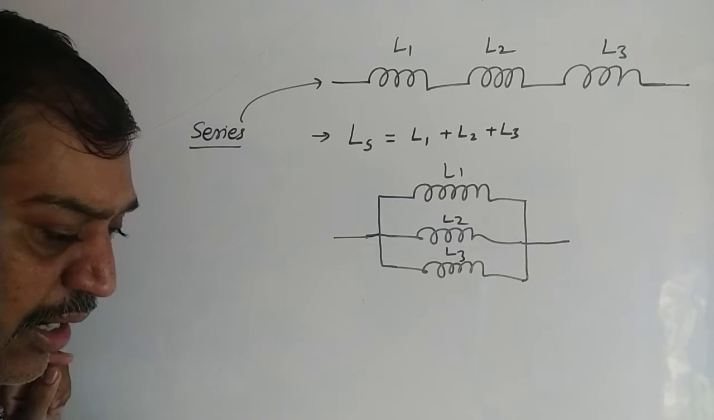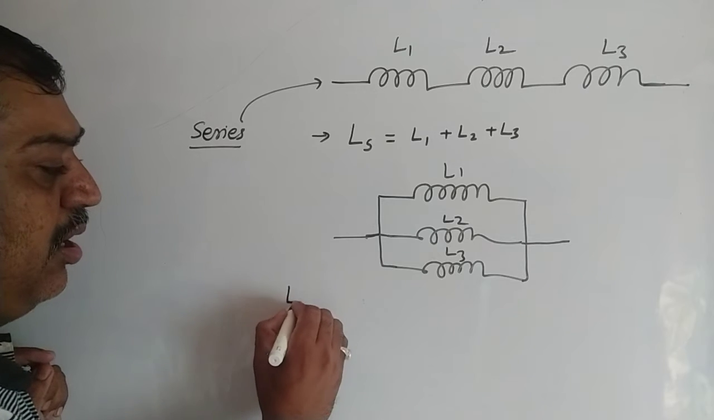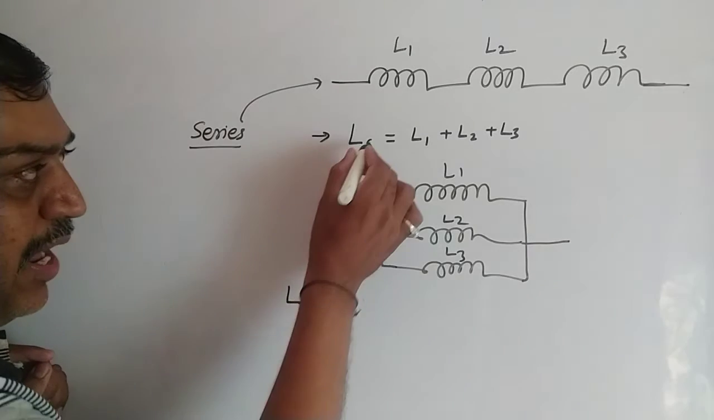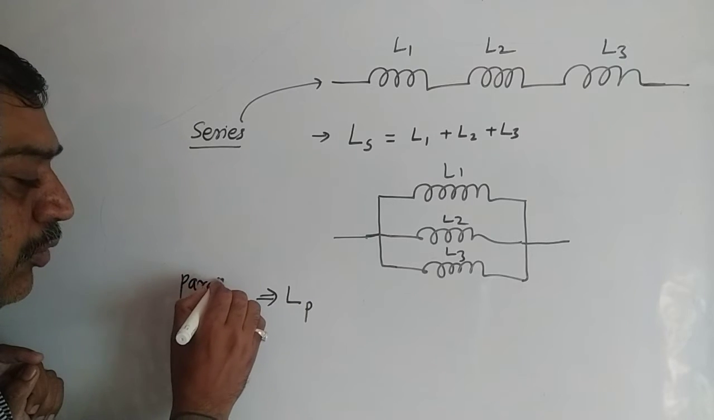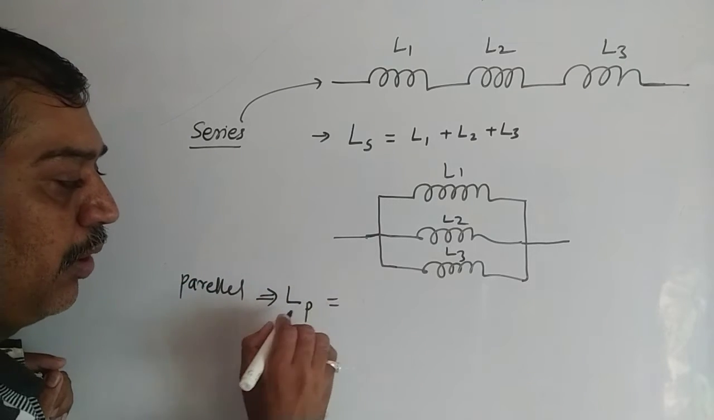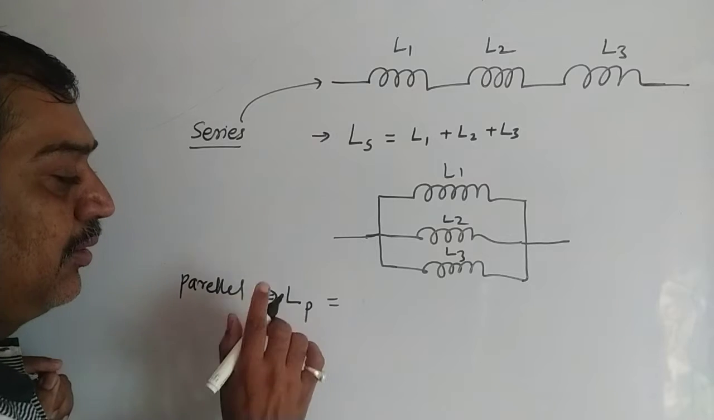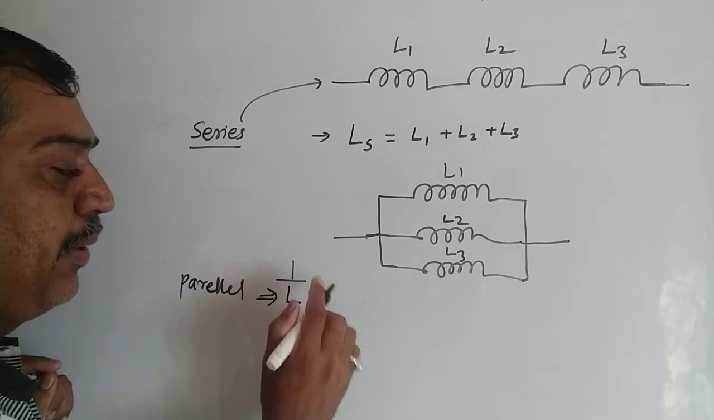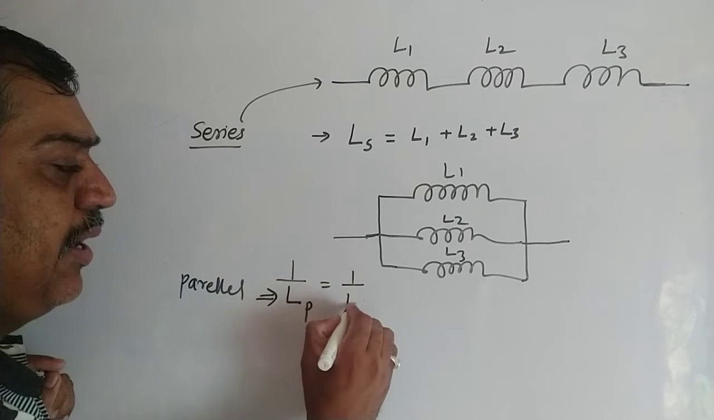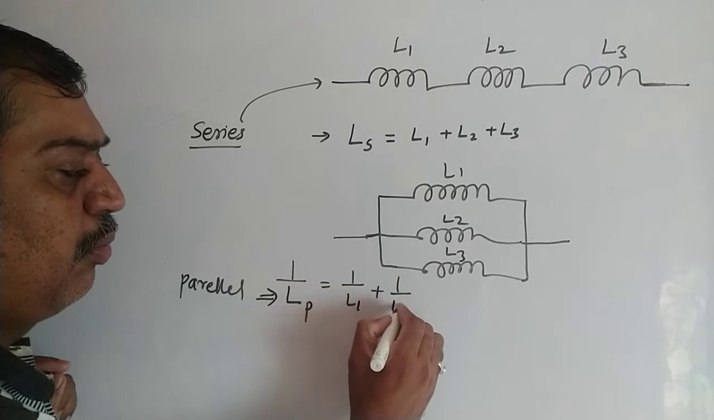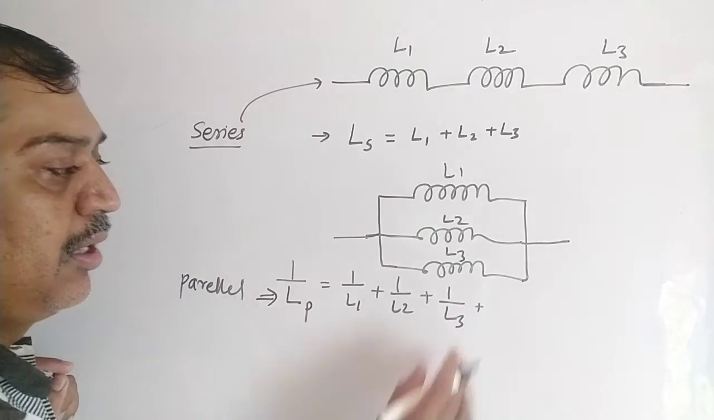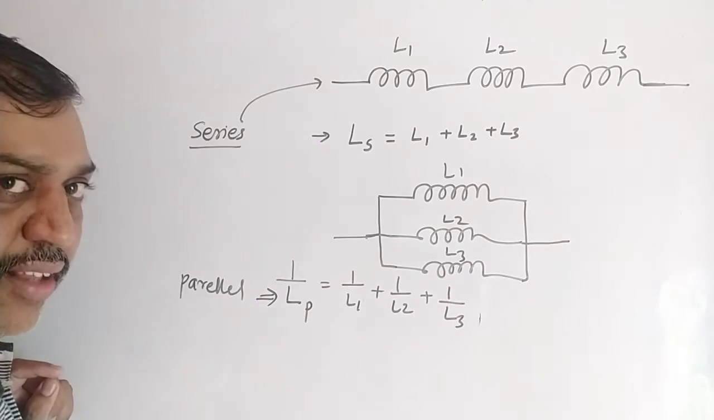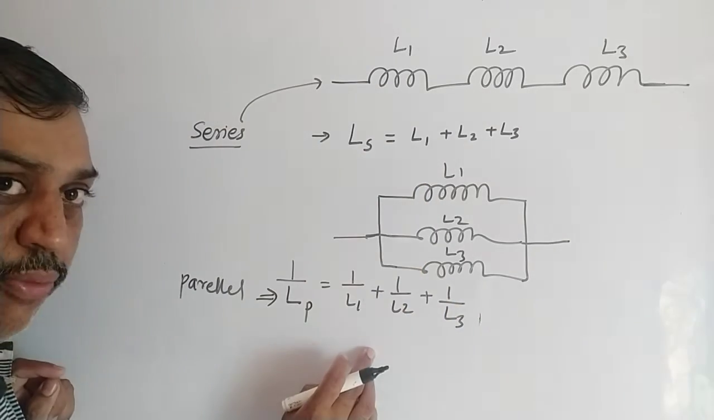Then the resultant inductance is nothing but LP. S for series, P for parallel. So when they are connected in parallel, it can be written as 1 divided by LP equal to 1 divided by L1 plus 1 divided by L2 plus 1 divided by L3. If three inductors are there, these are the formulas for series and these are the formulas for parallel.